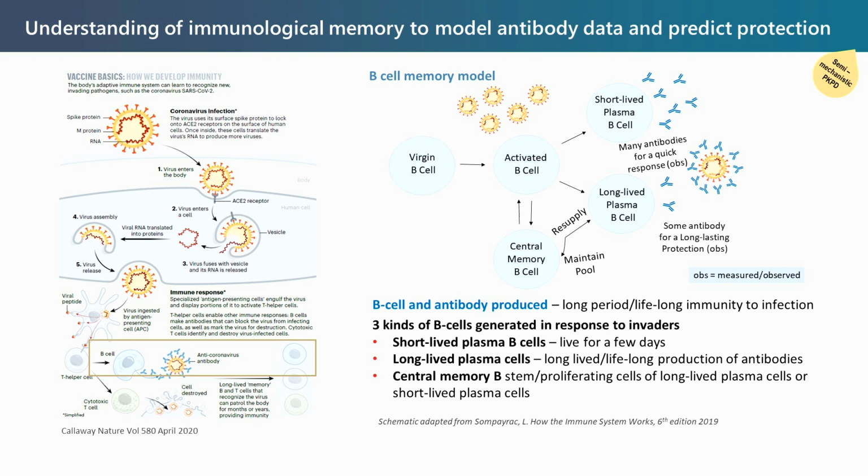On the left, a high-level diagram illustrates how the body's adaptive immune system can learn to recognize new invading pathogens, for example SARS-CoV-2. This enables us to develop mechanistic mathematical models, on the right, to describe how the vaccine primes the adaptive immune system, including the generation of antigen-specific memory B cells and the duration of immunological memories.